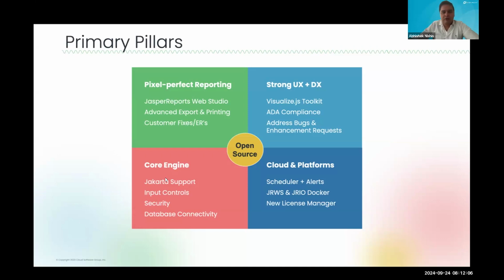On the core engine, as I spoke about, Jakarta is one of the critical parts that we're looking at. We'll talk about input controls because that is something that we're planning right now for 9.5. Security is the number one priority here at Cloud Software Group. So if any security issues are reported, either internally or externally, that is taken as the number one priority. We also have proactive things like every merge is checked with the security scanner. So security is very highly important.